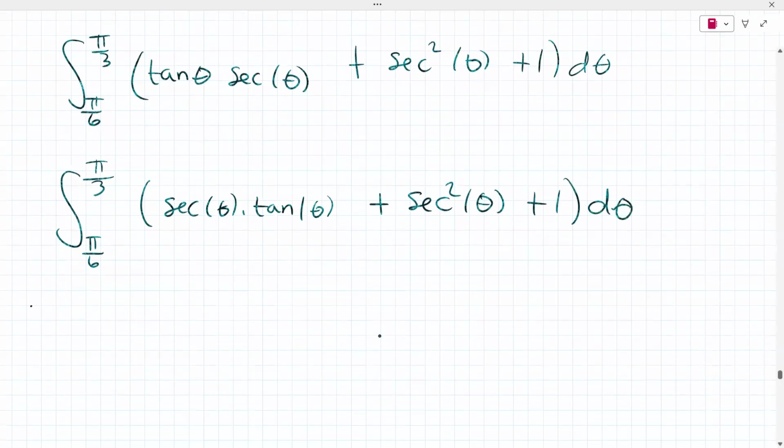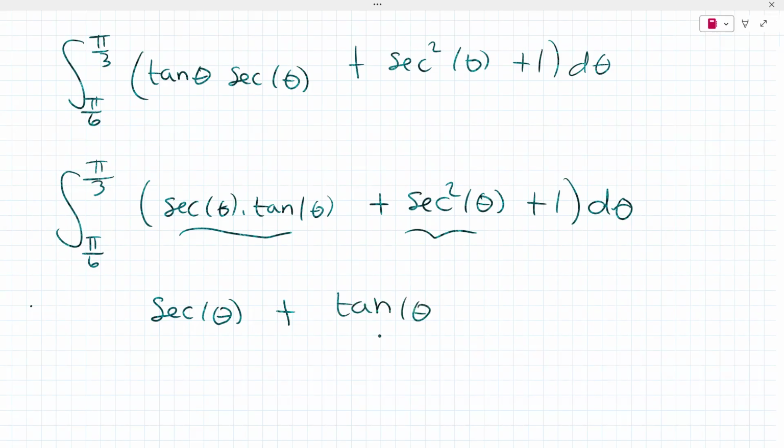Okay, so let's take the integration in terms. What is the integration of secant theta times tan theta? I believe it's going to be secant theta. And then what's the integration of secant square theta? That is a trig integral. That is going to be tan of theta. And then what's the integration of 1 with respect to theta? It's just theta. And then you just do the upper minus the lower.